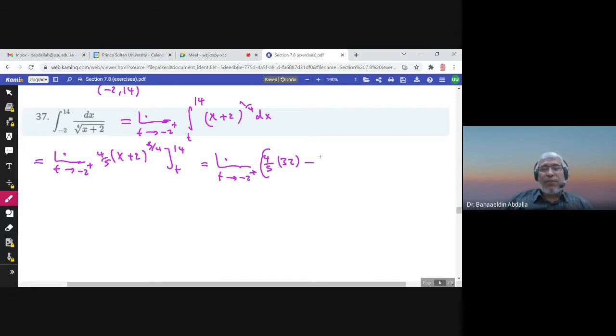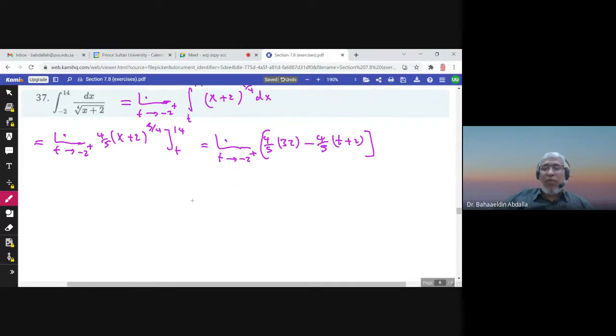minus, 4 over 5, and I replace x now by t, so t plus 2 to the power 5 over 4. Now if I replace t by negative 2, I will have negative 2 plus 2, which would be 0, and the answer would be 4 over 5 times 32, and that's 128 over 5, or just 25.6. So the integral is convergent.